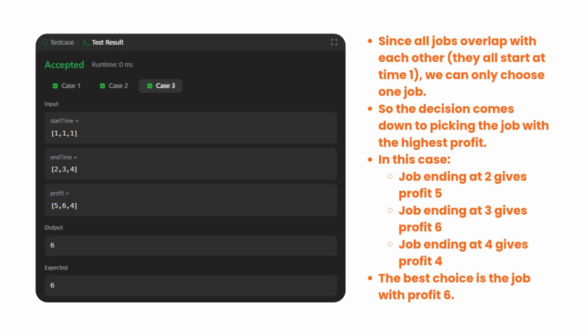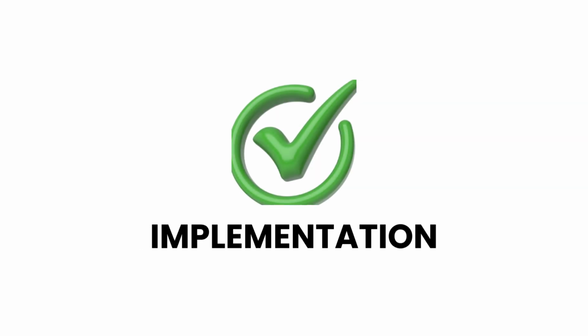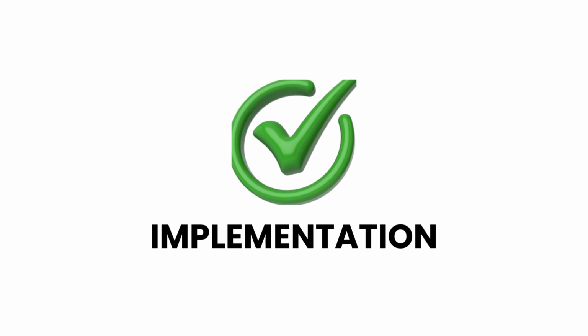In this case, the job ending at 2 gives profit 5. The job ending at 3 gives profit 6. The job ending at 4 gives profit 4. The best choice is the job with profit 6, and that's exactly what our program returns. So, our implementation is correct. The algorithm correctly handles overlapping jobs and selects the most profitable option, efficient and reliable.